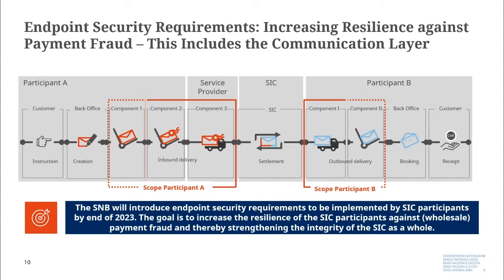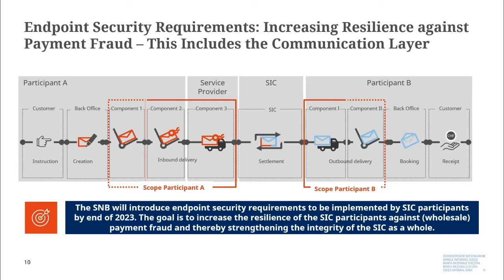For participant A, which you see here, you have the value chain from the customer to back office, then the processing, and then the communication goes via the service provider to the RTGS. So that would be an indirect communication. The transmission of the message goes via the service provider. The other way would be that a participant directly communicates with the RTGS. That would be, for instance, participant B. So they would have a direct connectivity.